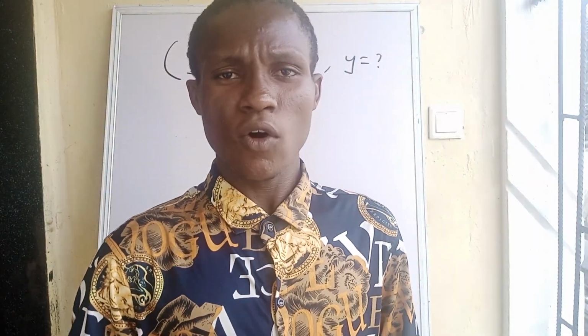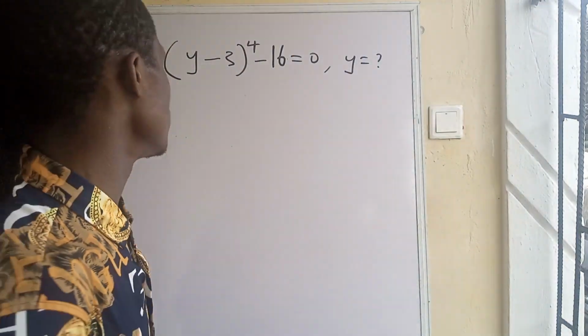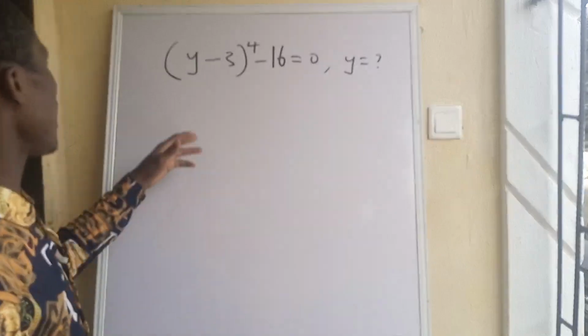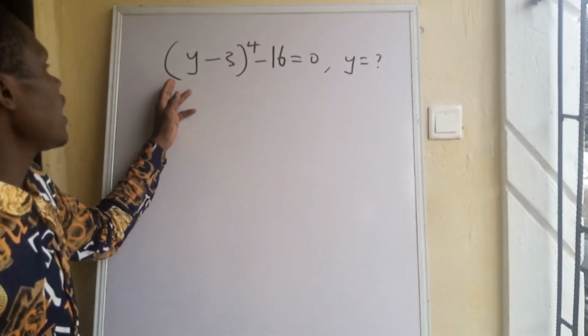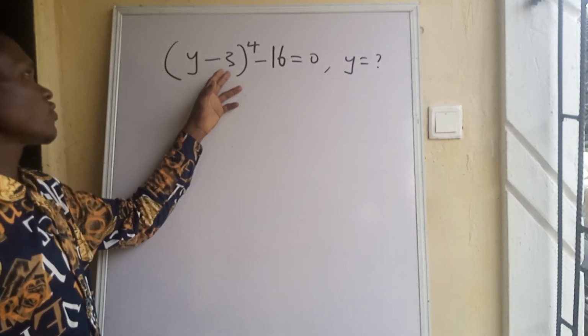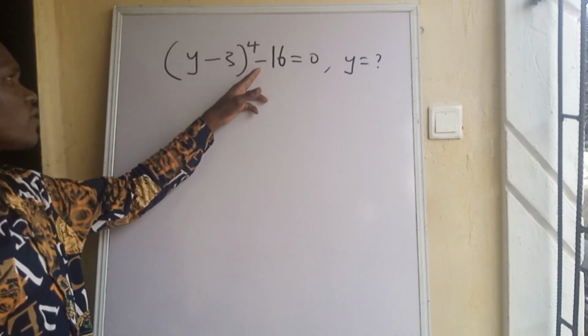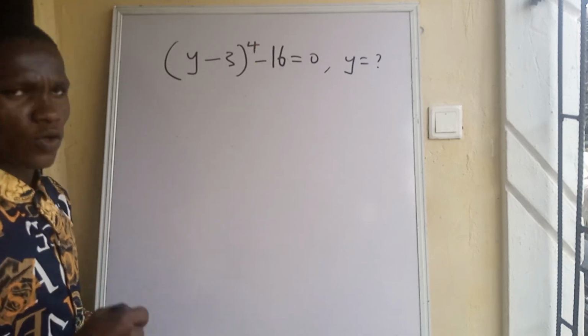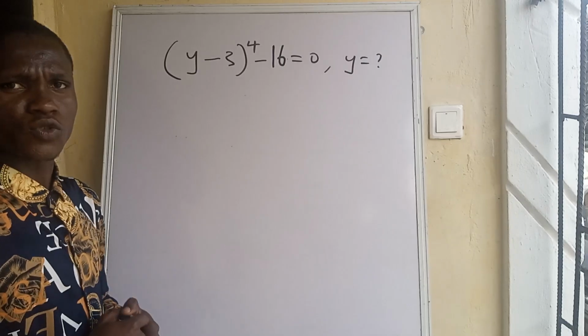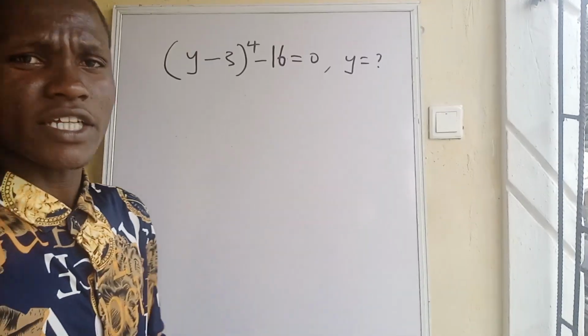In today's video, we'll be looking at how to solve a wonderful challenge. As you can see from the board above, we have a question which says open bracket y minus 3 close bracket to the power of 4 minus 16 equals 0. Then the questioner asks, y is equal to what? So we are looking for the value of y in this challenge.